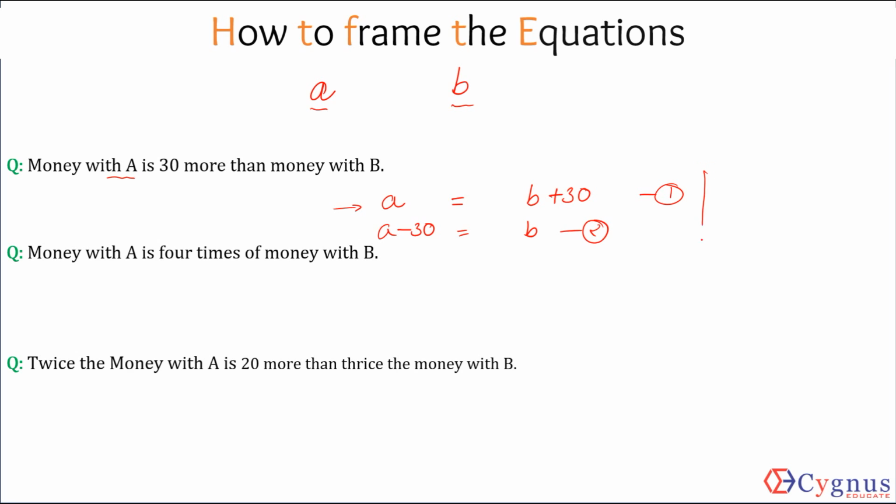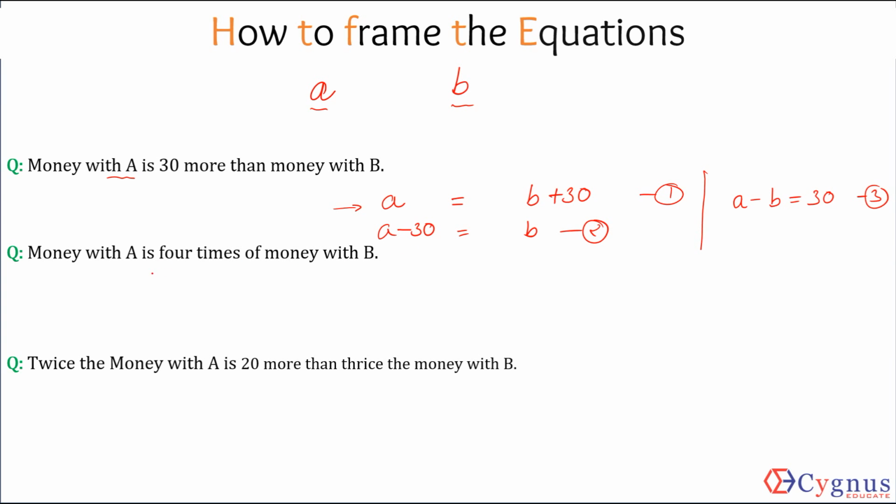And the third way is the easiest way. Which one is bigger, A बड़ा है या B? I think A बड़ा है. B से कितना? 30. So I can say that the difference is what? Bigger minus smaller. That's equal to 30. So these are the three ways to frame the equation. Write the variables on the left hand side and right hand side, separated by an equal to sign. Then try to make them equal.